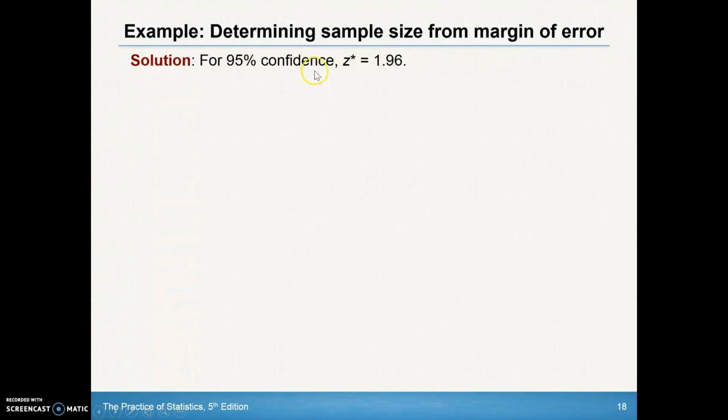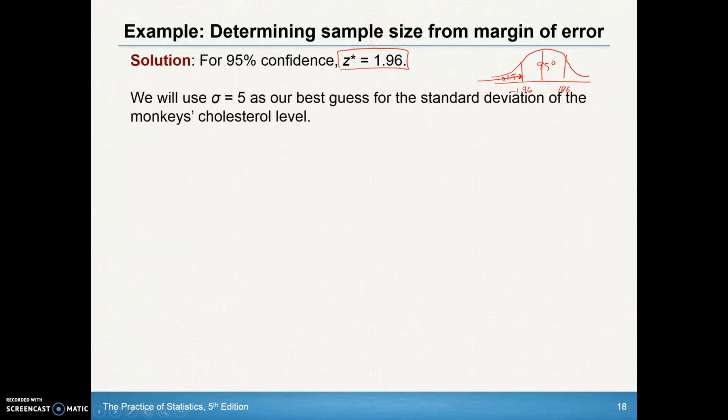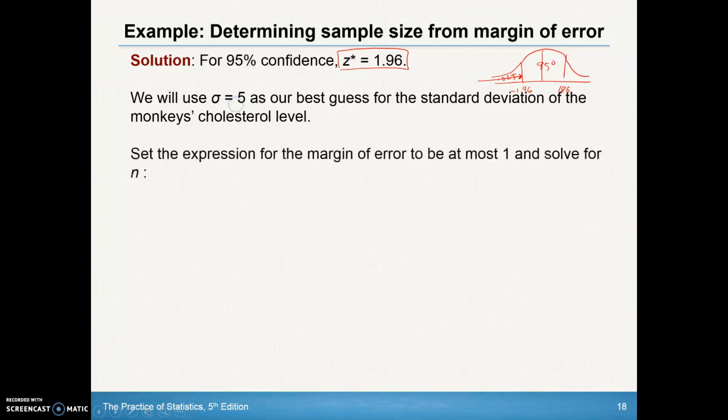Well, for a 95% confidence level, that z star is 1.96. Again, that's practice from using the table from before. It's that idea that if we have a 95% confidence interval, then I'm going to look up that 0.025 in table A, and that was a negative 1.96, or 1.96 on the positive side. Generally, we use the positive number for that. We will use that sigma of 5 as our best guess of the standard deviation because it was done in a previous study. So we're borrowing that.